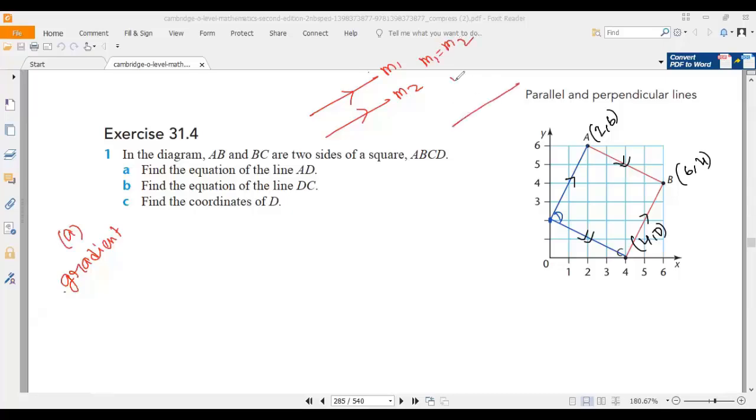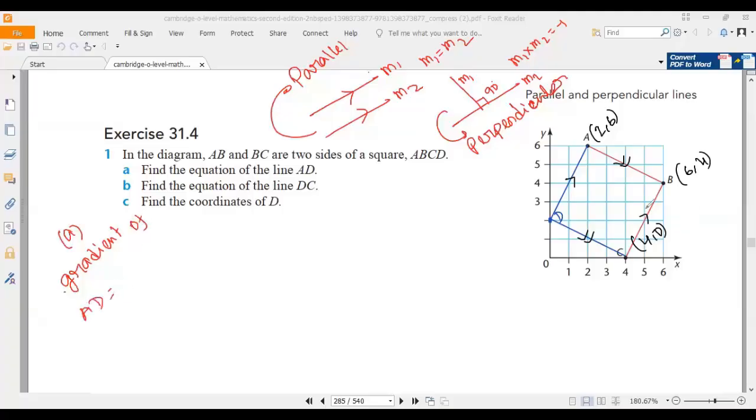And if two lines are perpendicular to each other, that means the included angle is 90 degrees, then if the gradient of this line is m1 and the gradient of this one is m2, the product of m1 and m2 will be -1. So this one is applicable for parallel lines, and this one is applicable for perpendicular lines. If two lines are perpendicular, the product of their gradients will be -1. Here, the gradient of AD and the gradient of BC, these two are parallel.